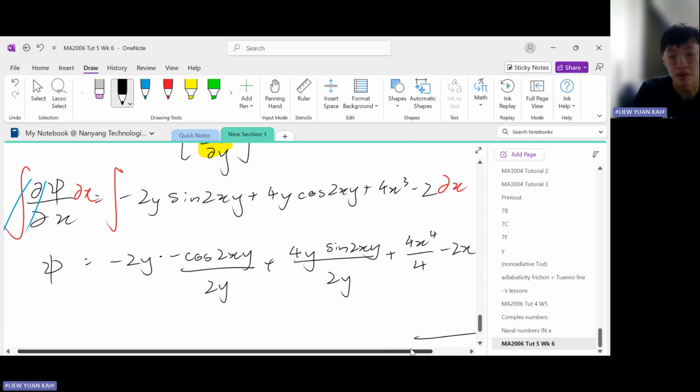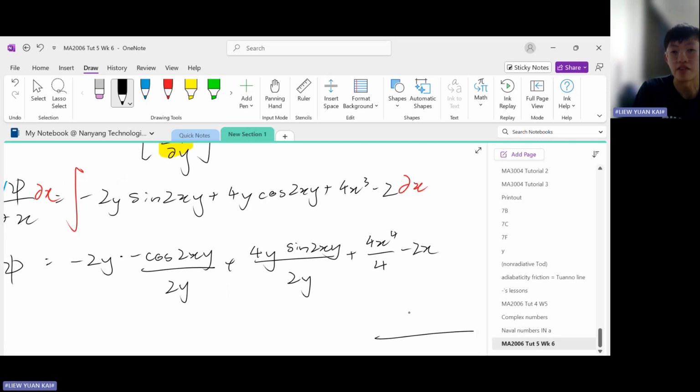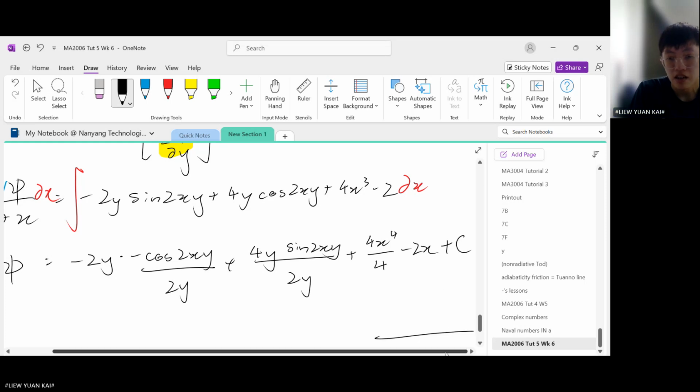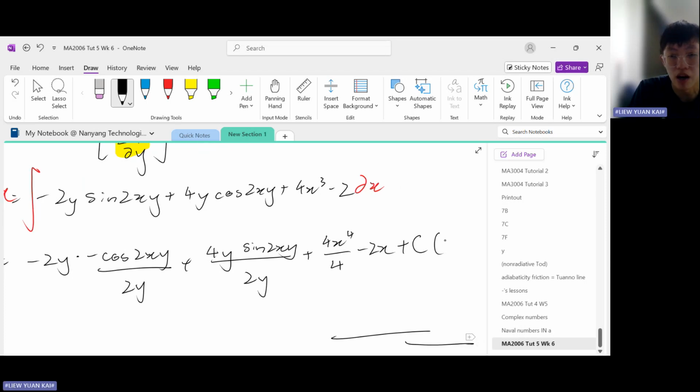Okay, so here's the tricky bit. Normally, when we do an integration, we need to add the arbitrary constant c. But here, we shall add the arbitrary constant as c, hold on, c as a function of y. Let me label this subscript 1 because later we have another arbitrary constant.